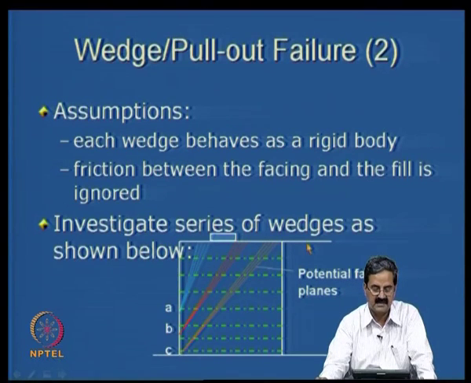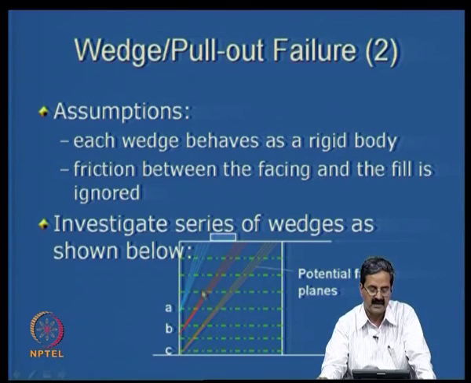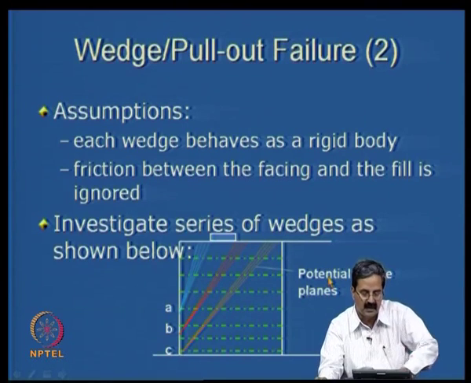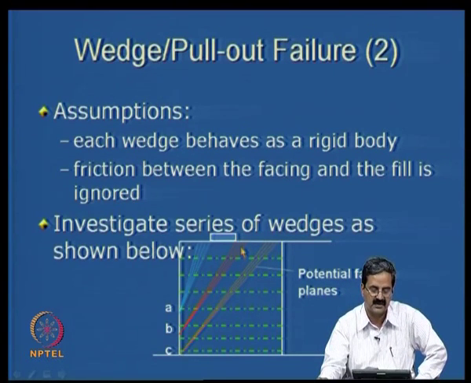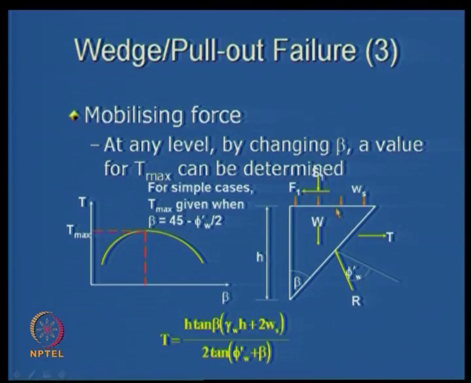We investigate a series of wedges as shown below, like we take a number of wedge failure considerations here. Say for example you have reinforcements 1, 2, 3, 4, 5, 6, 7, 8, all of them reinforced. In this wedge, if I am trying to look at its stability, the tensile force should be so much that the wedge is under stable conditions. That is what we will investigate in a series of wedges. I said the force polygon, right? You can see here.